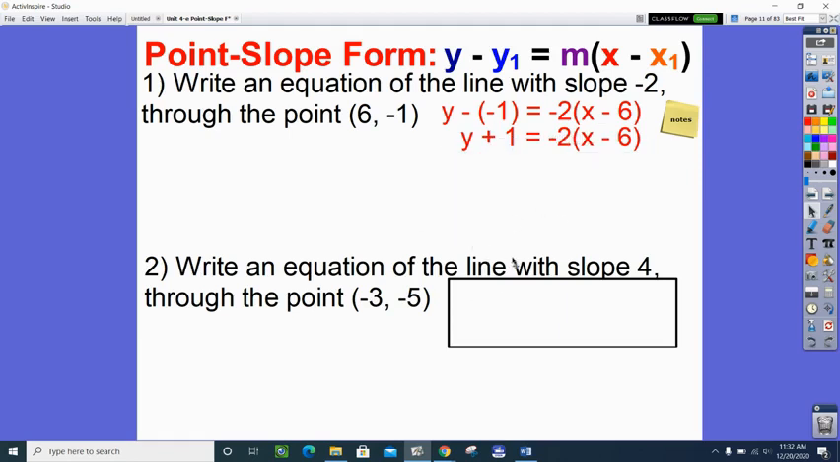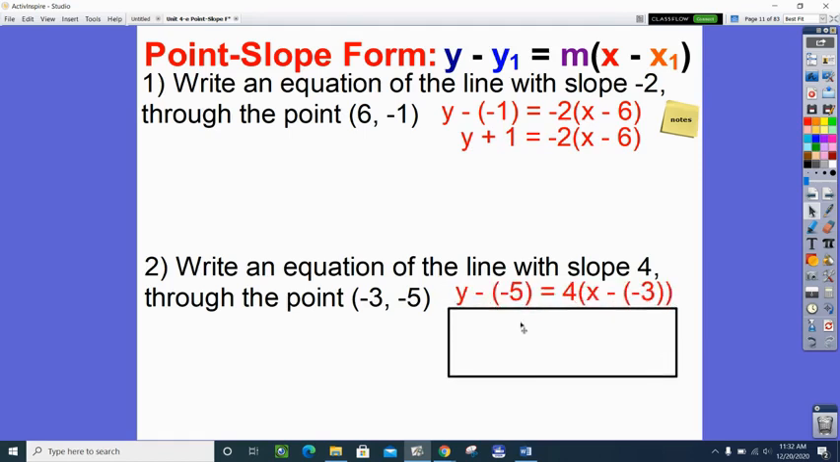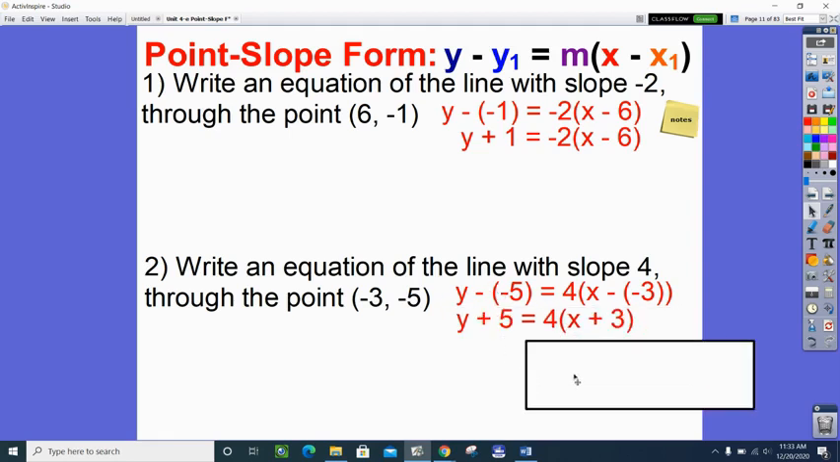Okay, try another one. So y minus the y coordinate equals slope times x minus the x coordinate. And again, let's clean up these double negatives. I'm having a hard time speaking today. And make that y plus 5 equals 4 times x plus 3. So what you'll notice is if the coordinate is positive, the minus kind of sticks. And if the coordinate is negative, you end up with a plus there.